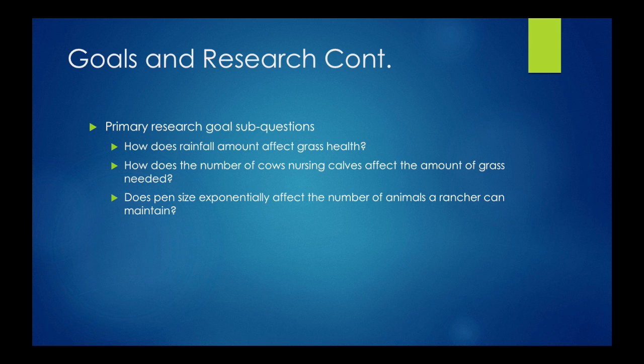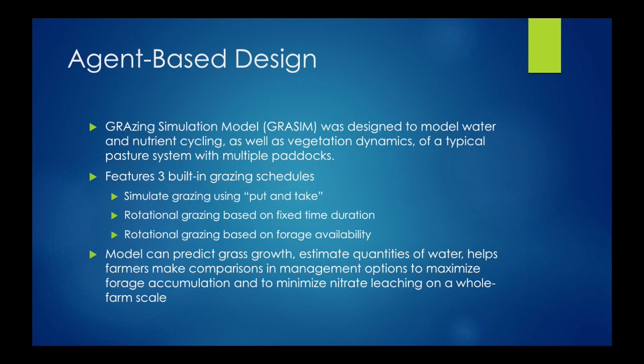So we had some sub-questions, such as how does rainfall amount affect grass health? How does the number of cows nursing calves affect the amount of grass needed? As well as, does pen size exponentially affect the number of animals a rancher can maintain? So we'll hopefully answer some of these through our study.